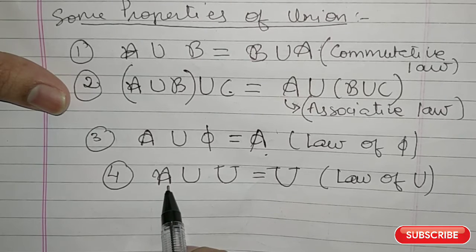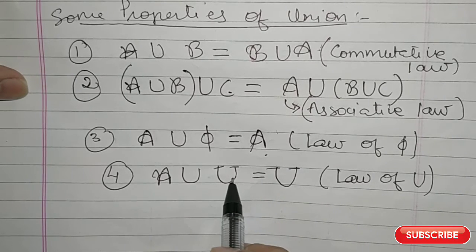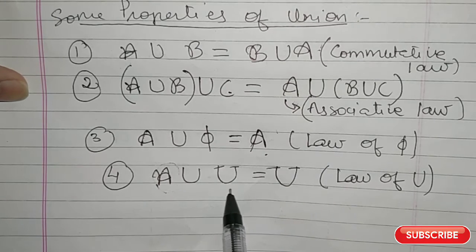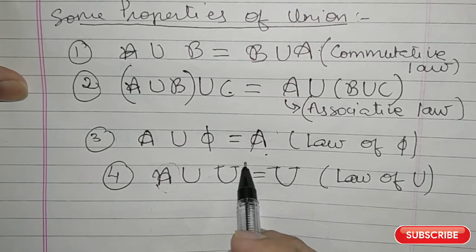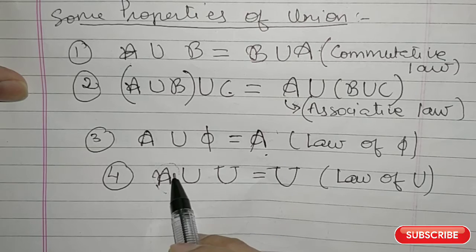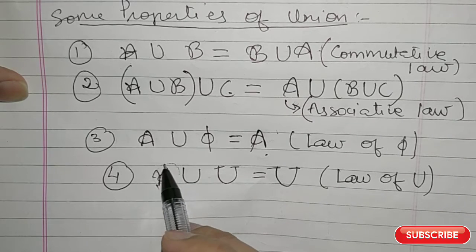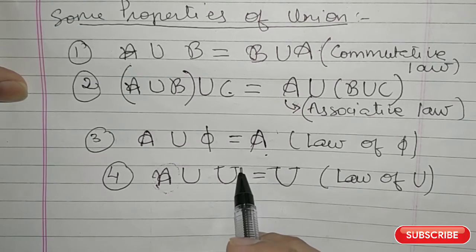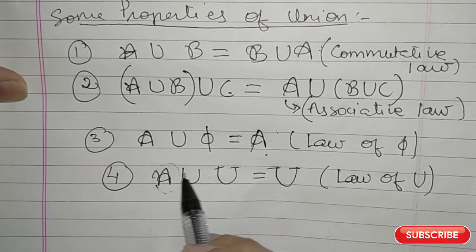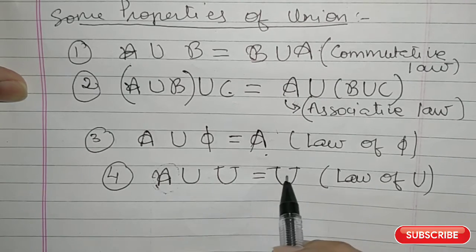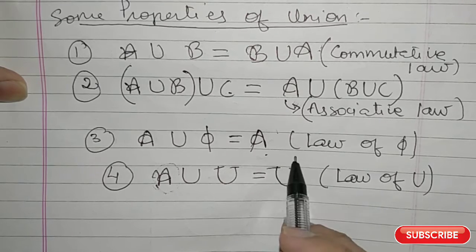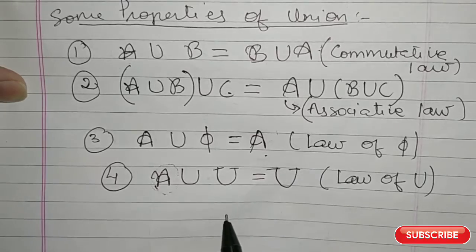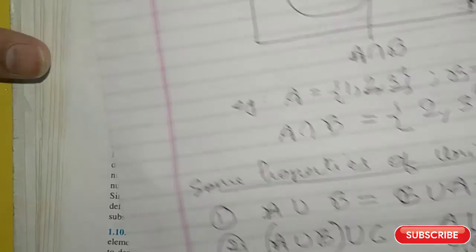Now fourth here is what? The set A union the universal set. So you are taking all the elements of A and all the elements of the universal set, right? But all the elements of the universal set also contain the elements of the set A, since A is a subset of the universal set. So all the elements of the universal set together with all the elements of A is nothing but all the elements of the universal set, because the universal set already contains the elements of the set A. Okay, so these are the laws.